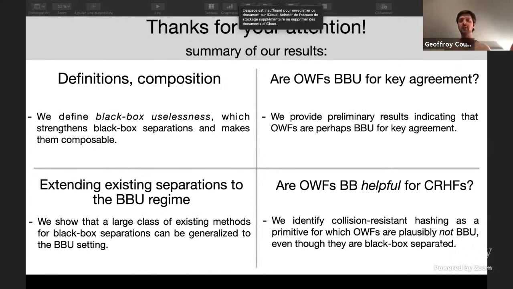Both parties can make an arbitrary number of calls to the auxiliary primitive z. So in particular, if both parties only call the one-way function a constant number of times, your separation works. Yes. Your result that it's useless works. Yes, exactly. But the dream result would be that both parties can query the one-way function arbitrarily many times.